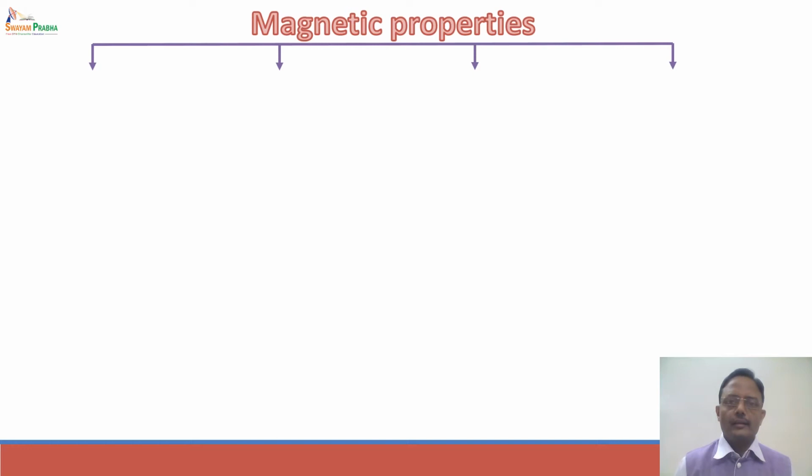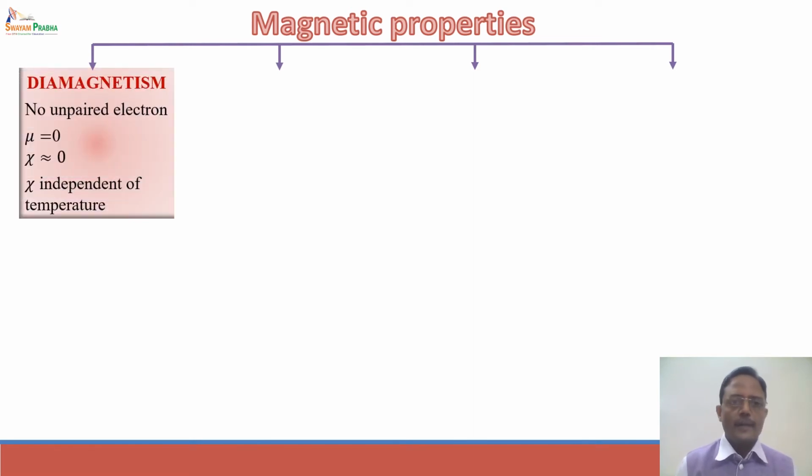While discussing the transition elements, we have seen the different types of magnetic properties. We will just take a glimpse of that. We divide the magnetic properties into four important types. The first type of magnetism is called diamagnetism. Diamagnetism is a phenomenon shown by molecules or substances which have no unpaired electron.